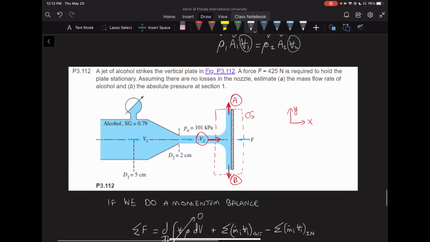In part B, we need to find the absolute pressure at section 1. So section 1 is right here. Okay, we're going to call this section 1. And the absolute pressure at section 1 should be found by looking for the pressure 1 right here, or the pressure in the stream, essentially. And we can think of this line here as a streamline.